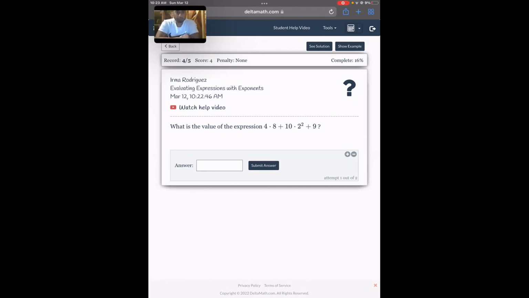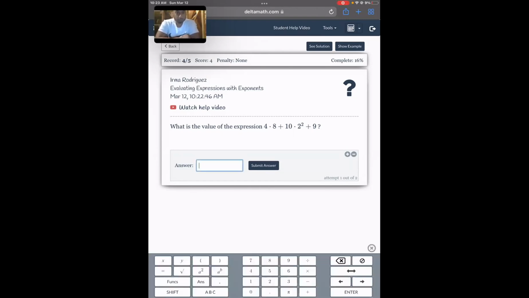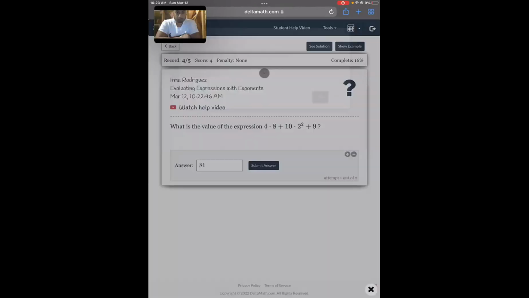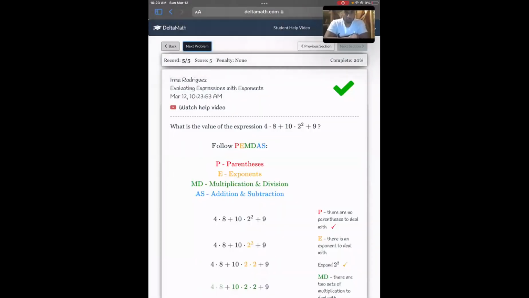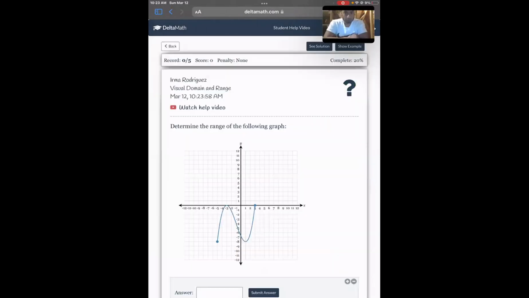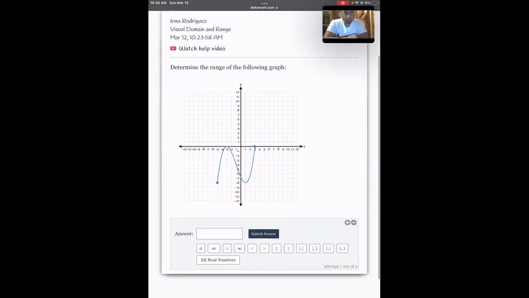81? Yep. 81. Type in 81. Okay. Okay. Determine the range. Okay. Remember range from the other day? What does range mean again?